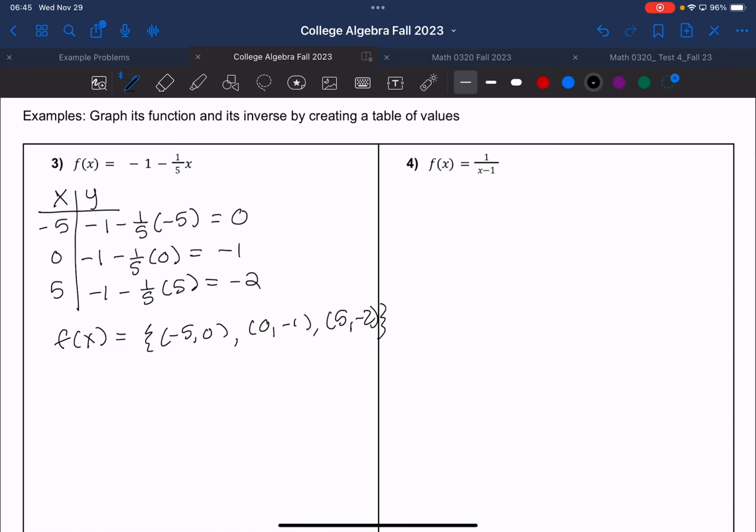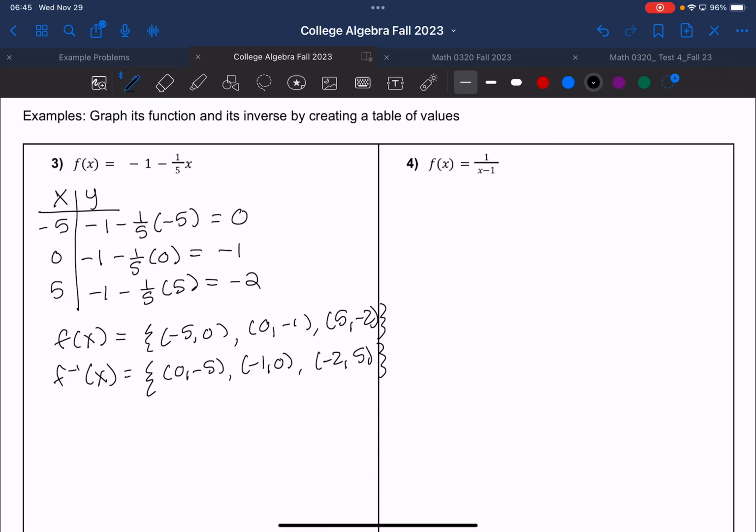Okay. So since we're not given the equation for the inverse, we're just going to take these points to find our inverse points. So remember, we're swapping our x and y values, so what would be our first point for our inverse? 0, -5. What about the next one? -1, 0. And then the last one? -2, 5. Good, we're swapping our x's and our y's.